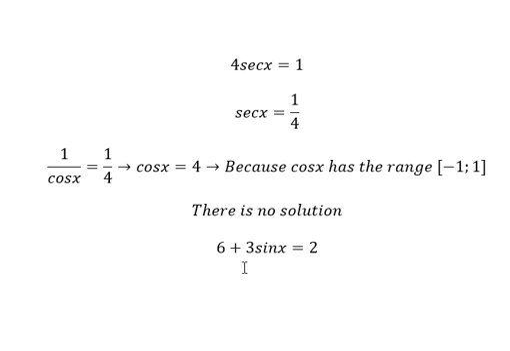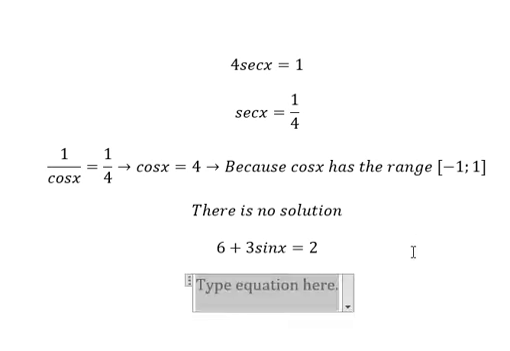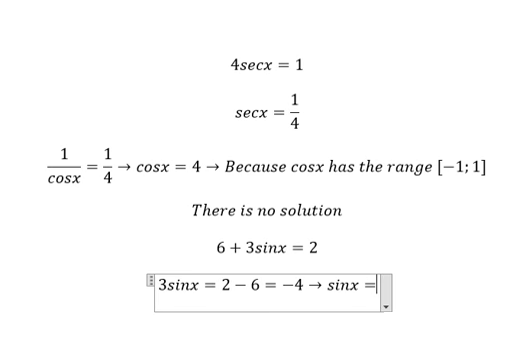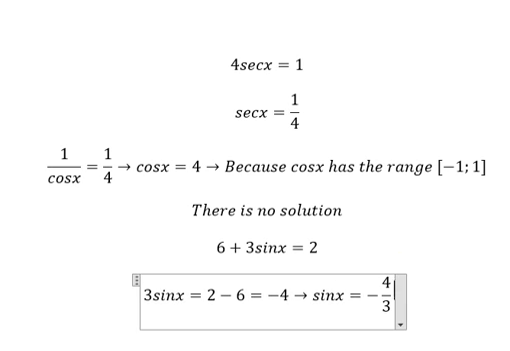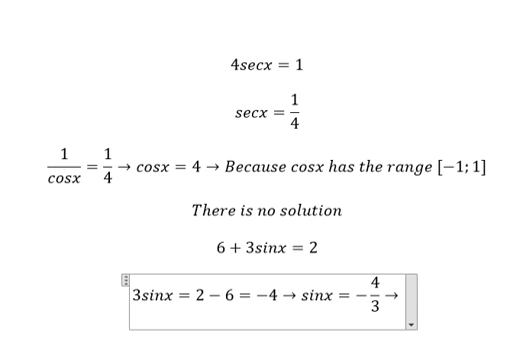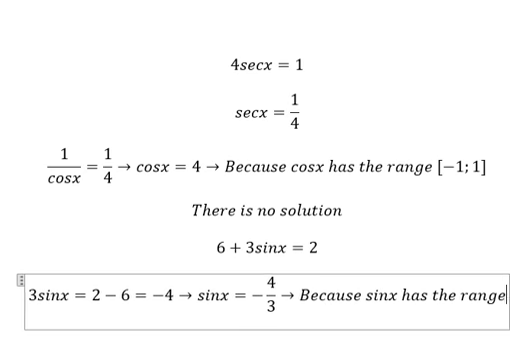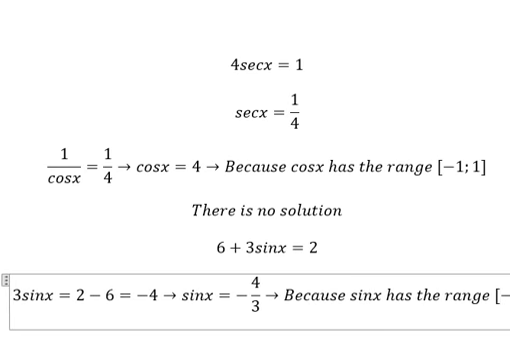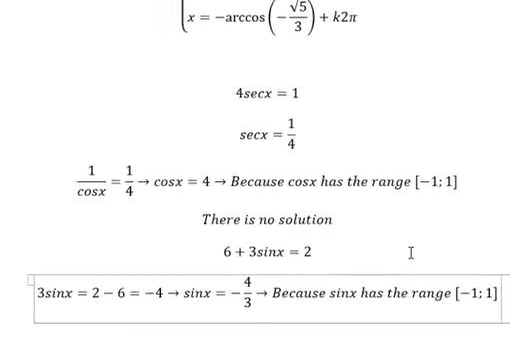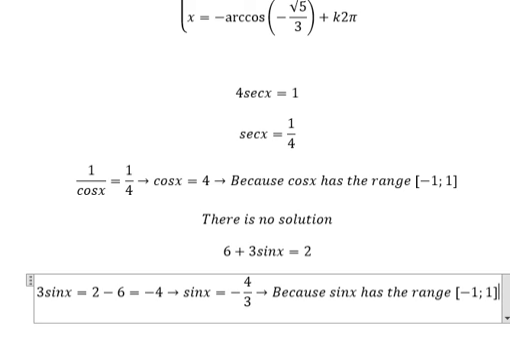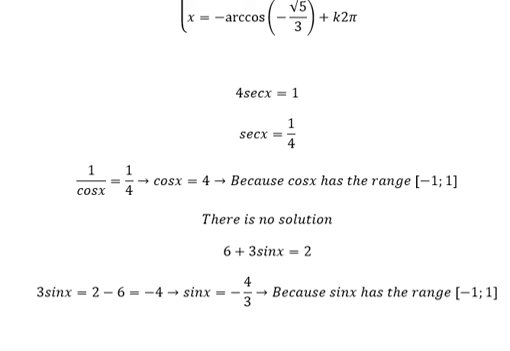And the last one, number 6, we put on the right. So you got 2 minus 6, and you got negative 4. And we got sine x equal to negative 4 over 3. And we can say this because sine x has the range from negative 1 to positive 1. Negative 4 over 3 is outside the range in here. So we can say there is no solution.